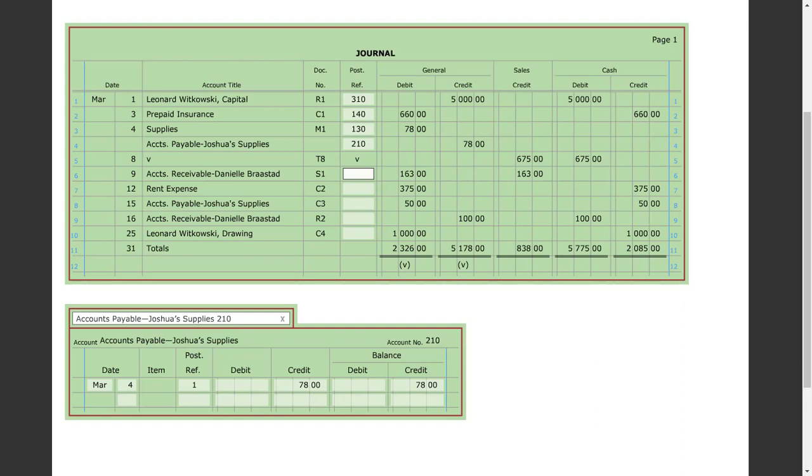We don't post this individually. I told you right now we're posting individually. There is nothing right here in debit in the credit column for general. So when I'm posting individually, that's why I skip over it. And there's a check mark there, meaning I don't have to do anything with it. So that means, okay, I can skip over line 5 and I go to line 6, and we're going to go to accounts receivable, Danielle Brasted.